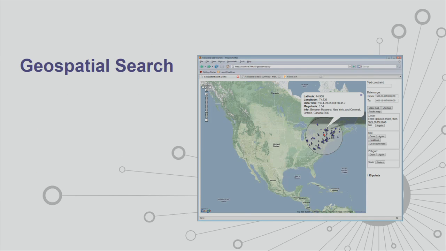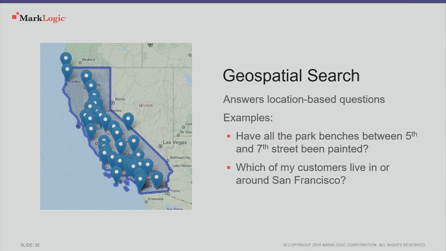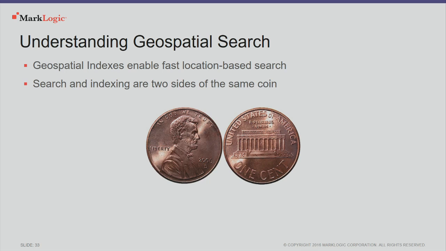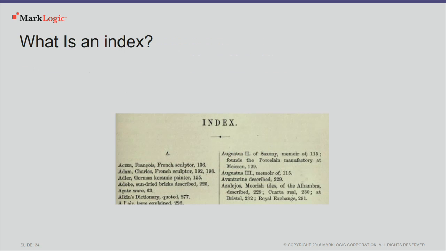So what do I mean when I say geospatial search? Geospatial search is the feature of MarkLogic that allows you to answer questions that have some location-based component. For example, have all the park benches between 5th and 7th Street been painted, and so forth. In order to understand geospatial search, you have to understand geospatial indexes. These are the technical means by which MarkLogic enables fast geospatial search. So really, these are two sides of the same coin.